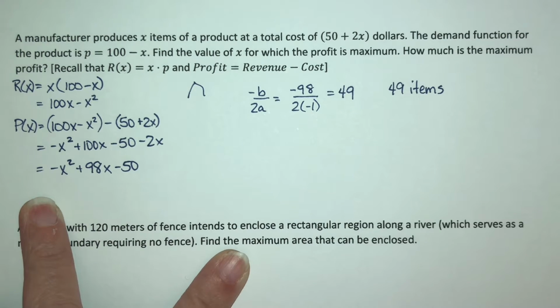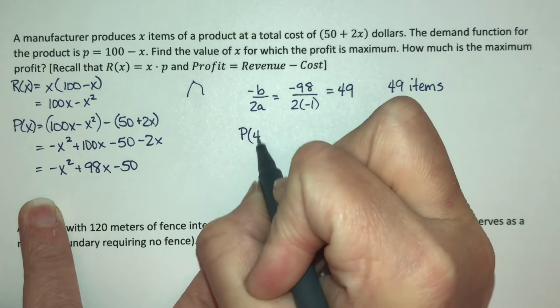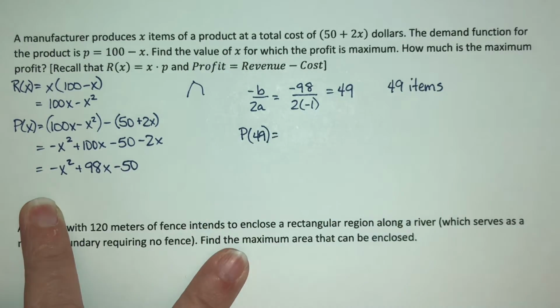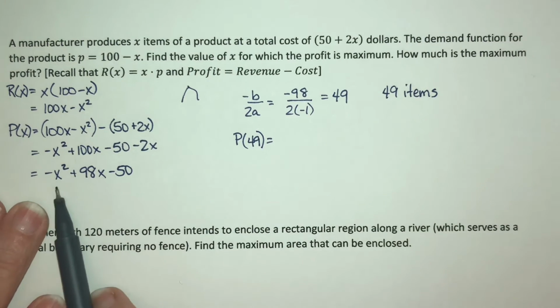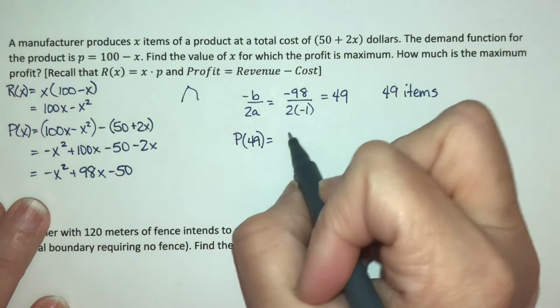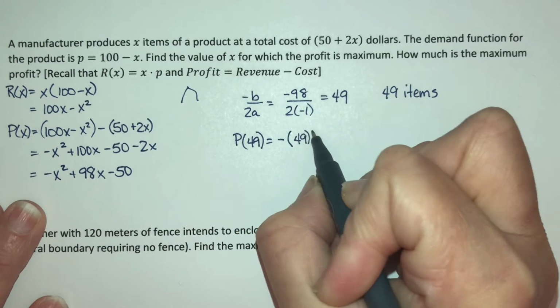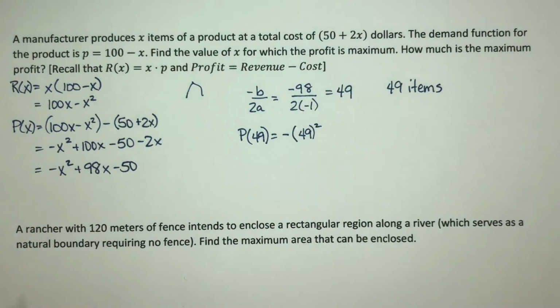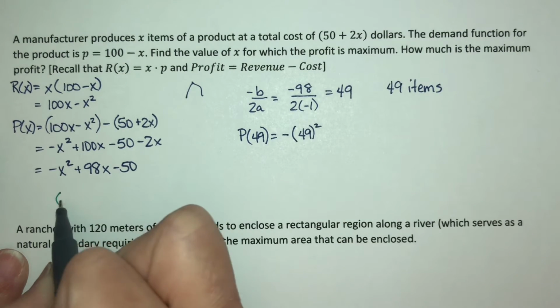Now, what is that profit? So we need to find P of 49. Okay. So we need to take this value and plug it in here. This is negative times 49 squared. I see this mistake all the time. People do this.